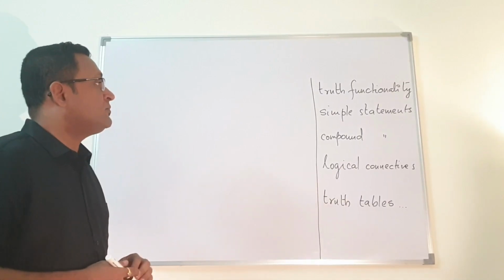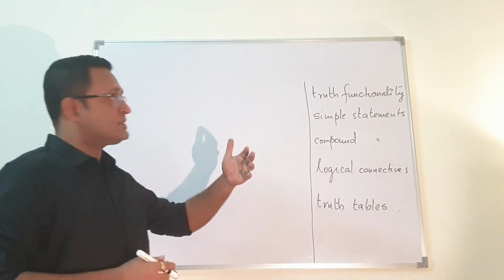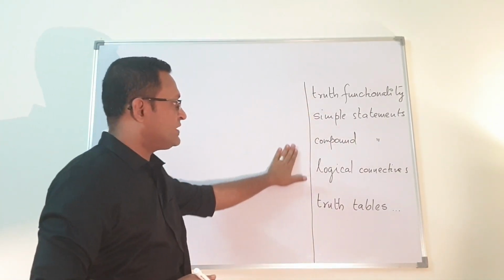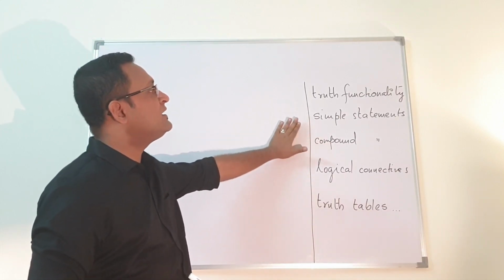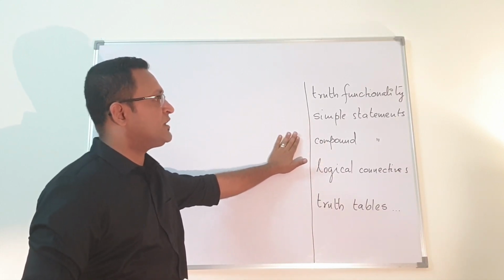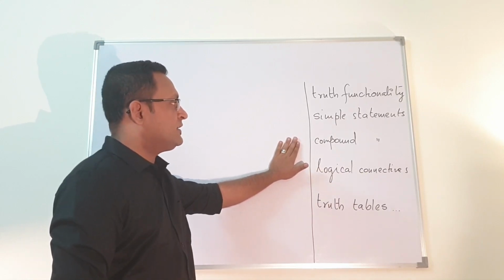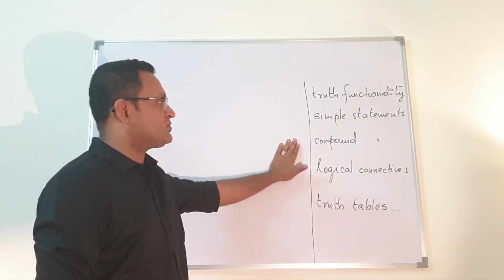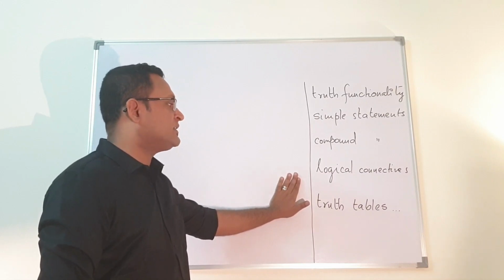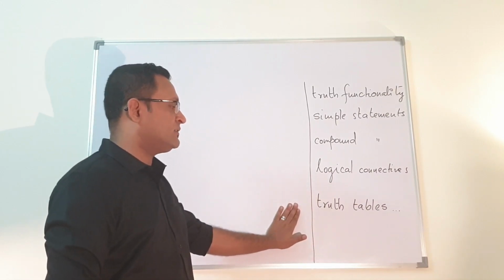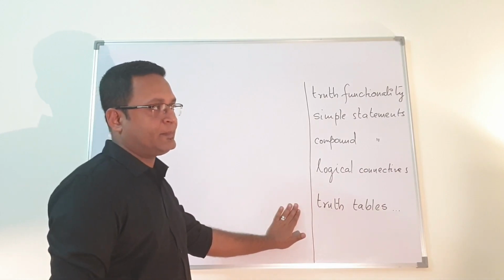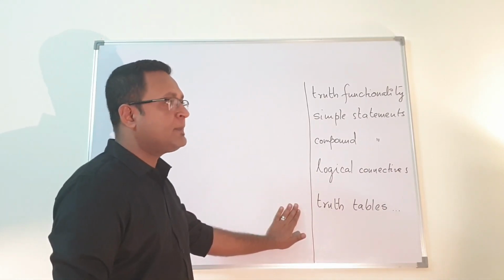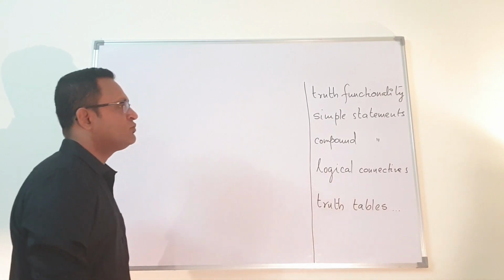Okay, so as I discussed, these are the topics which we are discussing today. The first topic is truth functionality. The second is simple statements or propositions. Then we will go to compound statements or propositions. We will also talk about logical connectives, and at the end of the discussion we will take the respective truth tables of the logical connectives. That will be the third part of the lecture. So let us come to truth functionality.